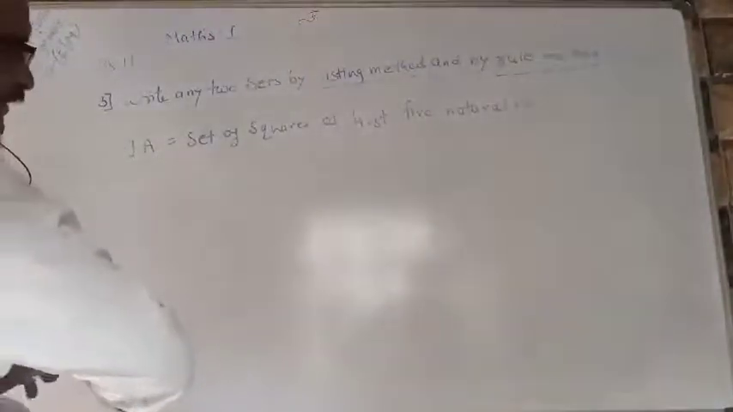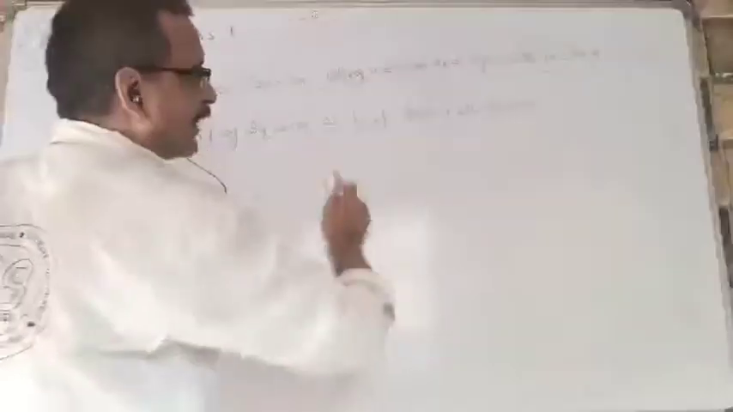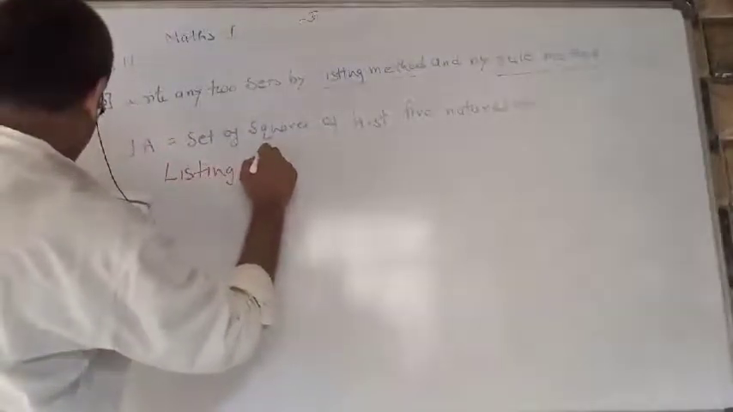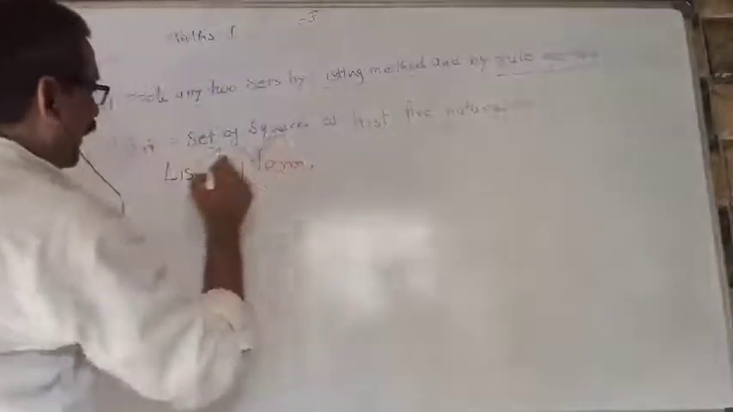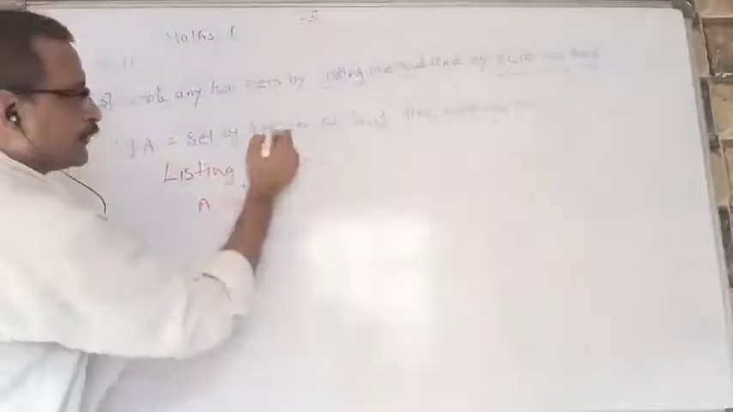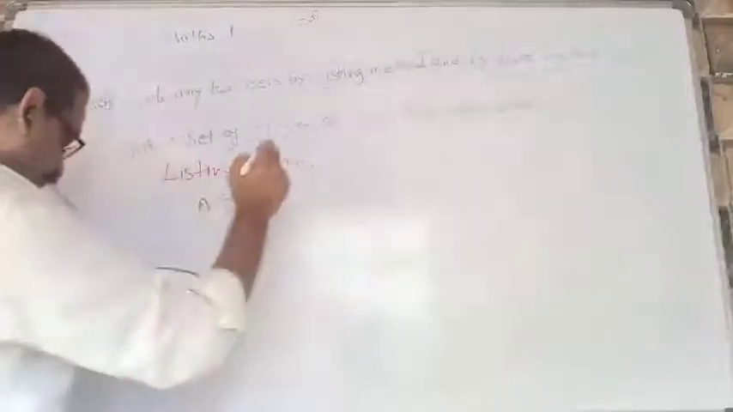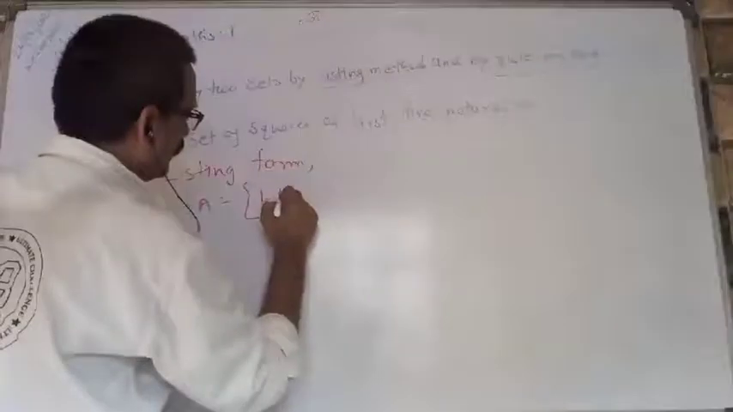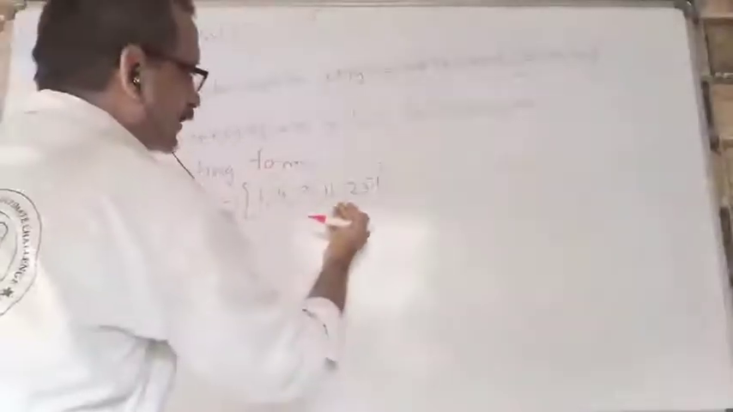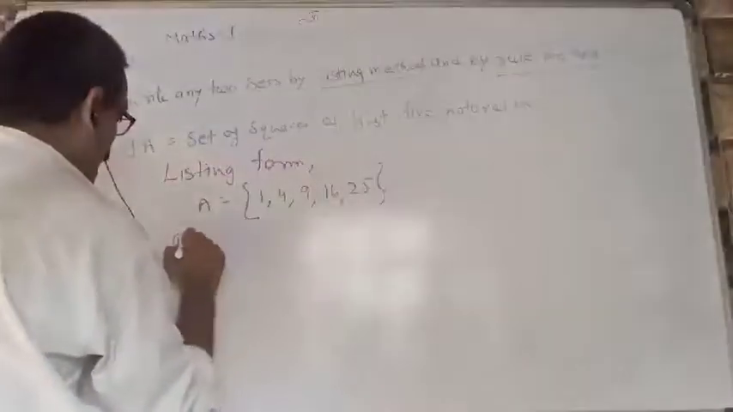Now we write this in the form of the listing method and the rule method. In the listing form, I write the set of squares of the first 5 natural numbers: 1, 4, 9, 16, 25. That's my listing form. Now the second, the rule method.